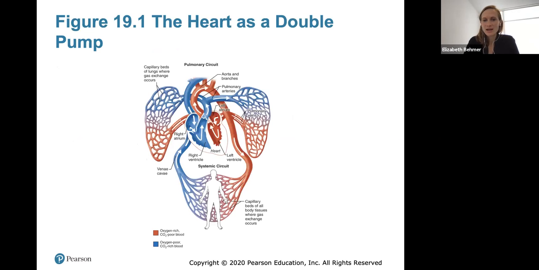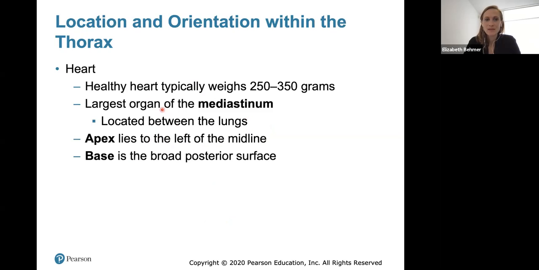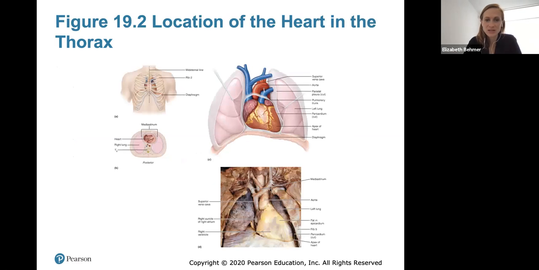So here's the heart acting as a double pump, and you can see this here, how the systemic circuit pumps oxygenated blood to all of the capillary beds where tissues and gas exchange occurs. And then the right side of the heart will pump through the pulmonary circuit to the lungs, where the blood will pick up oxygen. A healthy heart typically weighs between 250 and 350 grams. It's the largest organ in the mediastinum, which is the area located between the lungs. The apex lies to the left of the midline, and the base is the broad posterior surface.